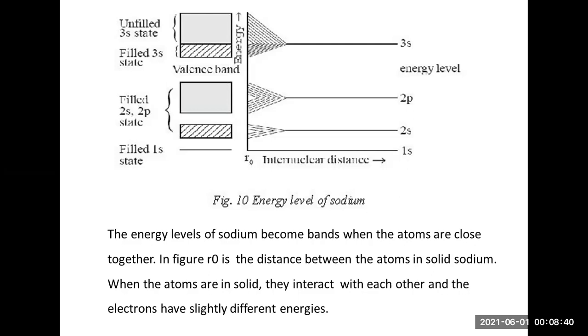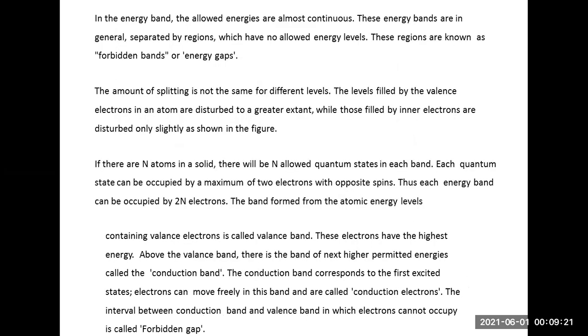In order to understand more clearly the energy bands in a solid, we have taken a quick example of the energy levels of a given atom, sodium. The energy levels of sodium depend on how close the atoms are, and the interatomic distance between the atoms in solid sodium will vary. When the atoms are in a solid, they interact with each other, and the electrons have slightly different energies.